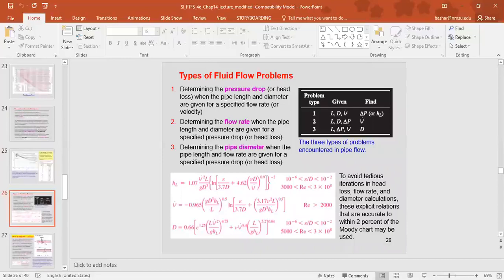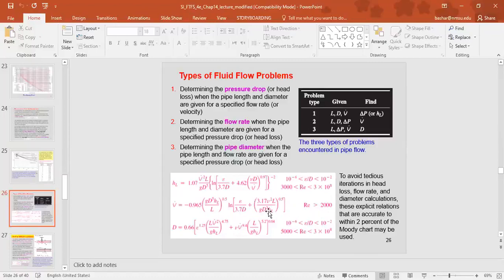Okay, types of fluid flow problems. We determine the pressure drop, the flow rate, or the pipe diameter. Determining the pressure drop: if the pipe length and diameter are given for a specified flow rate or velocity, we can get the pressure drop. Determine the flow rate when the pipe length and diameter are given for a specified pressure drop or head loss. To determine the flow rate, if the pipe diameter is given, then we use this equation.